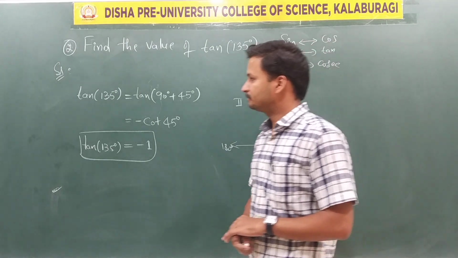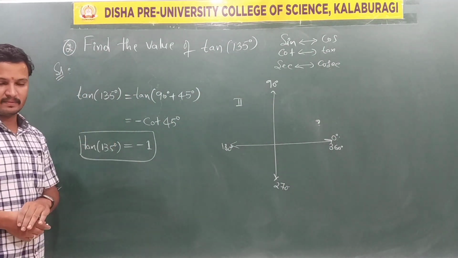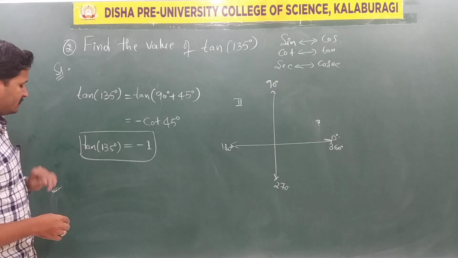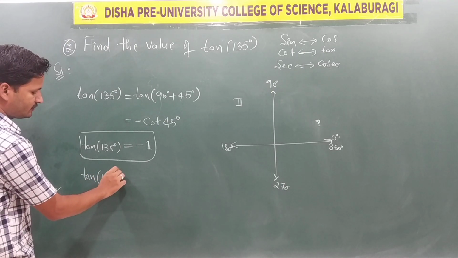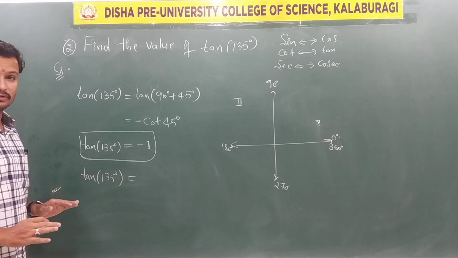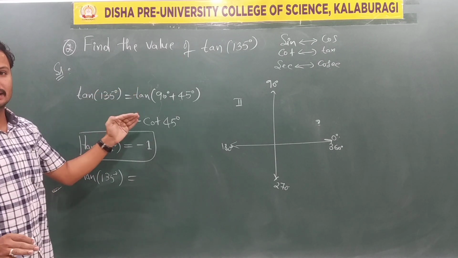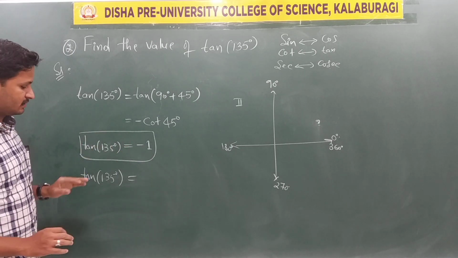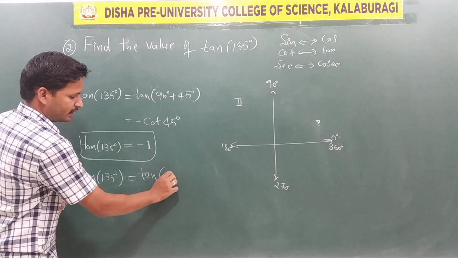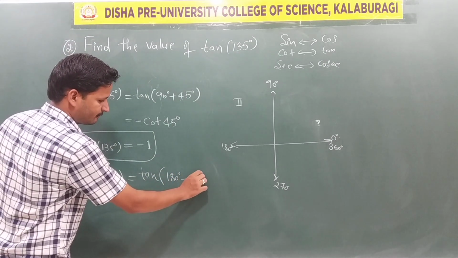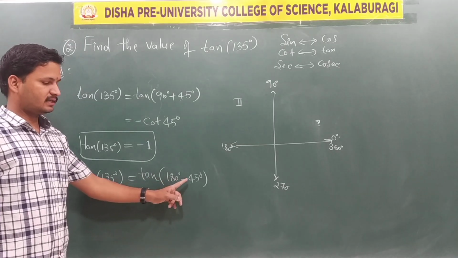So similarly, again 135 degree can be written as 180 minus 45. Correct? So write down tan of 135 degrees equals. These are the ways to evaluate the values of functions by using the allied angle concept. So tan of 135 degree again can be written as tan of 180 degree minus 45 degree.